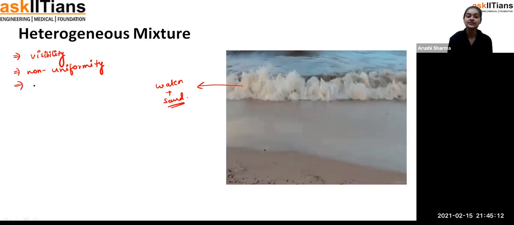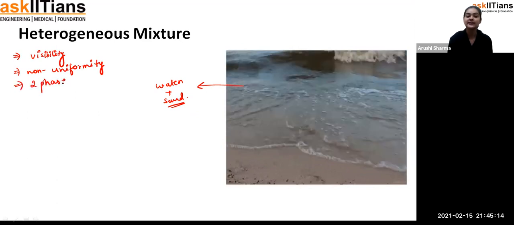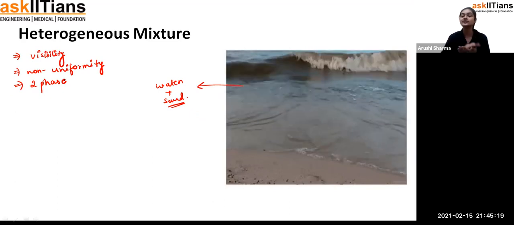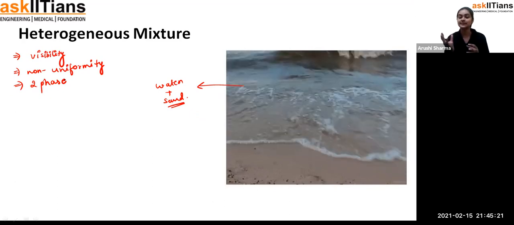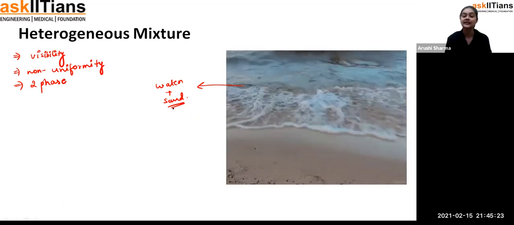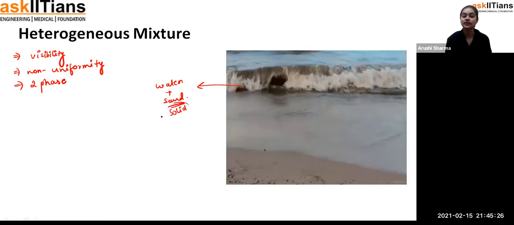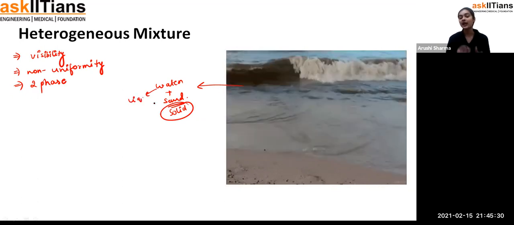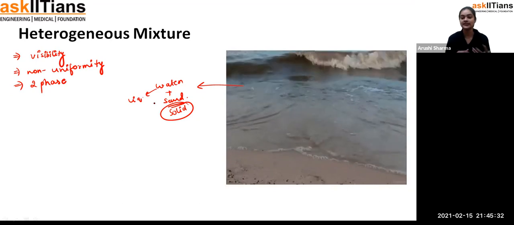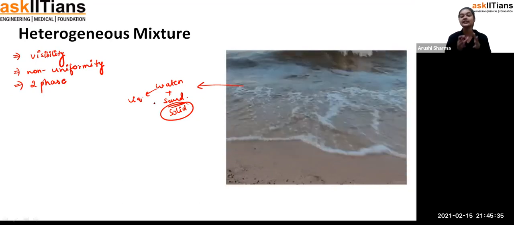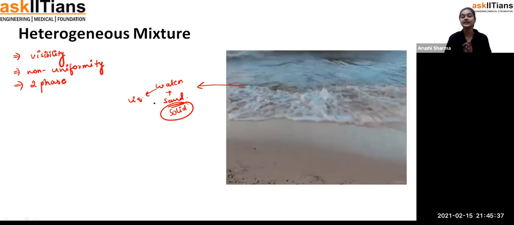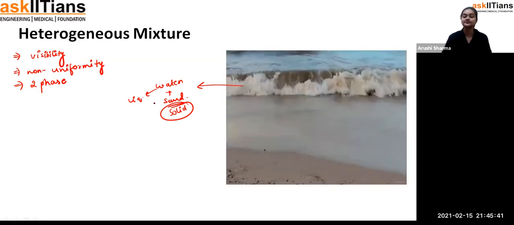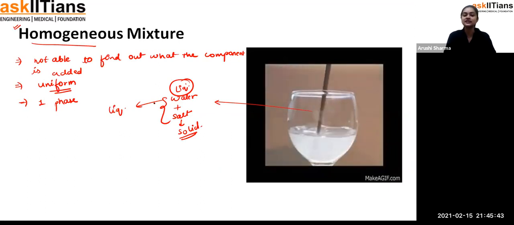And in this condition, students, you will have two phases or more than that also, because sand is not soluble in water, so sand will remain separate and water will remain separate. Sand is present in solid form and water is in liquid. Even after mixing these two together, we get two separate phases, so that's how we get two phases. But in the homogeneous, we get only one phase. So this is the basic difference between these two.